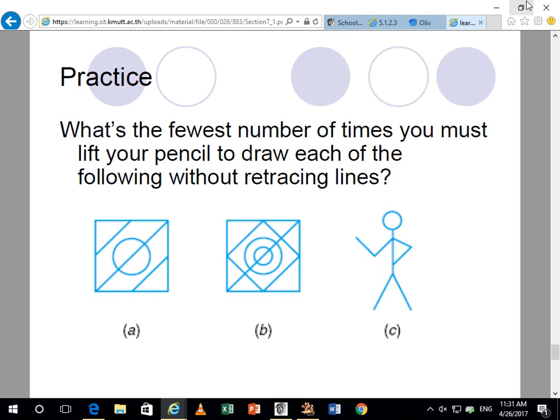Am I right? Mm-hmm. Correct. Yeah. So odd, odd, odd, odd. So these are all Eulerian trails.